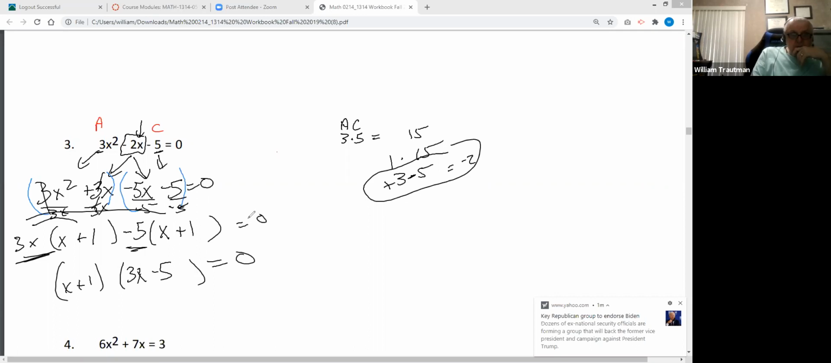Don't forget there's an equals 0 here. So we have two things multiplying together, the x plus 1 equals 0, or the 3x minus 5 equals 0. And we're going to solve for x for each one. I want to see if you can solve these for x. Get x by itself, everything else to the other side.